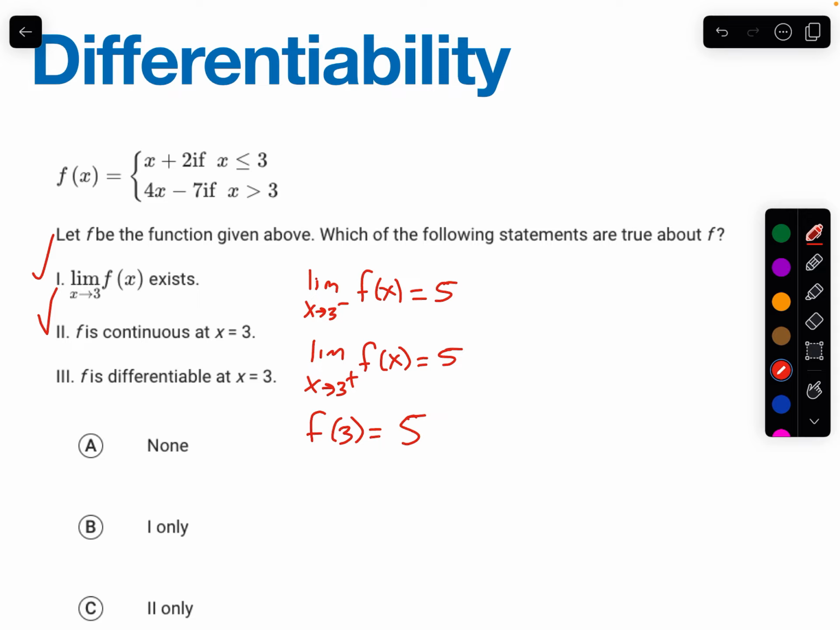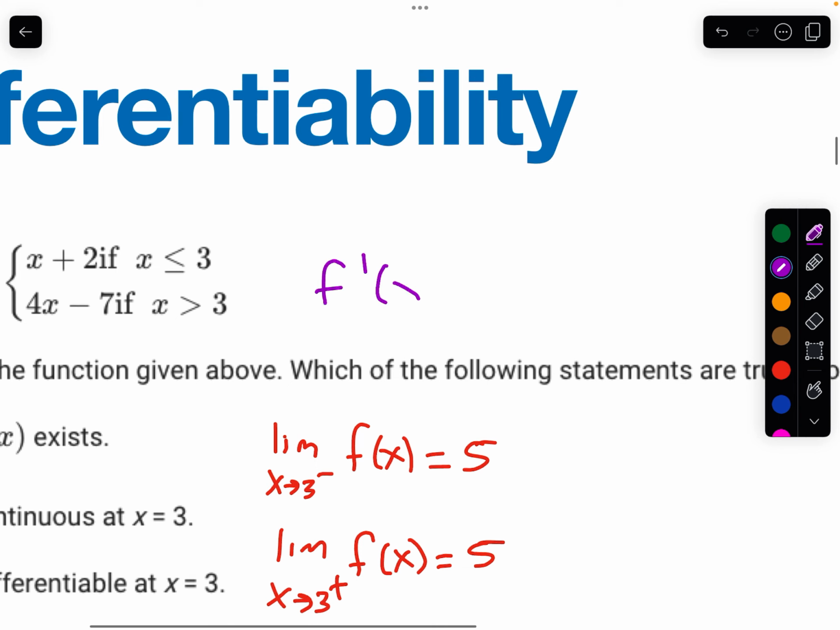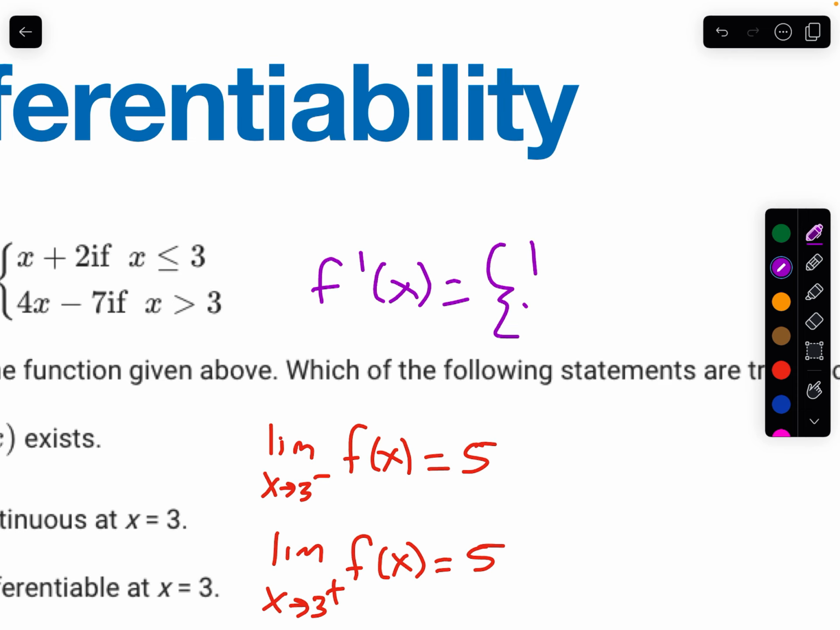To check statement number 3, we have to think derivatives now, of course. It's saying differentiable, right? So let's take the derivative of this piecewise function here. The top piece would have a derivative of 1. Derivative of x plus 2 is 1. The bottom piece would have a derivative of 4. This is for x values here and for x values here.